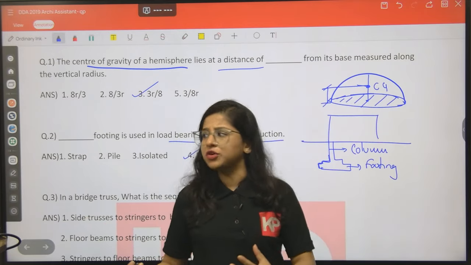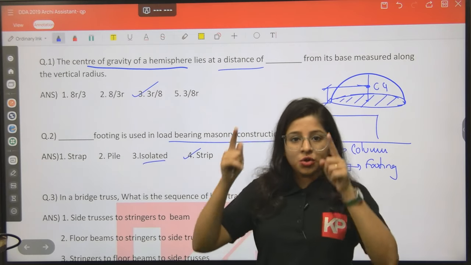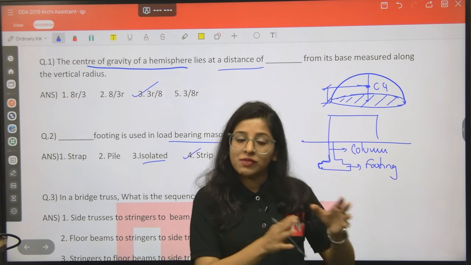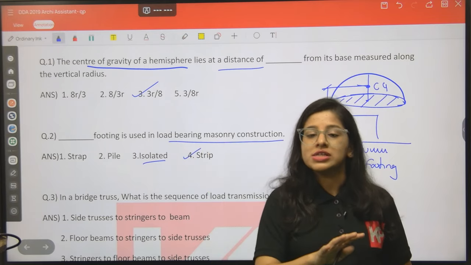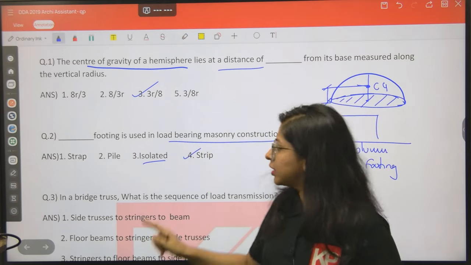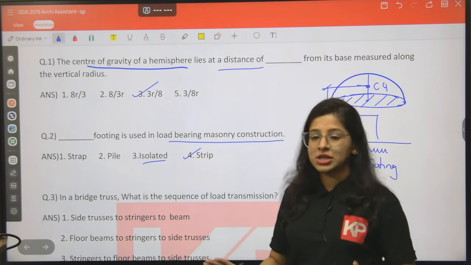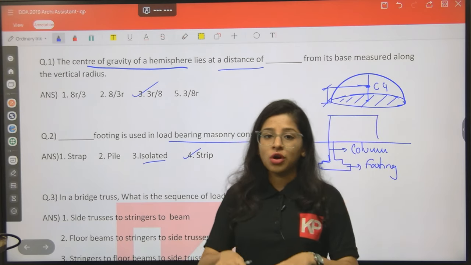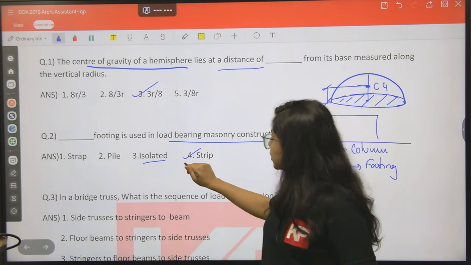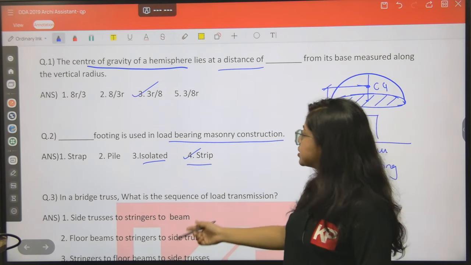Whereas an isolated footing, what happens? In an isolated footing, you have one column and for every column you have a separate footing, right? There the load is being transferred to the column. But in load-bearing masonry, there is no such thing as a column. The load is not getting transferred to the column, it's getting transferred to the walls, right? So that is why strip footing is the right answer.